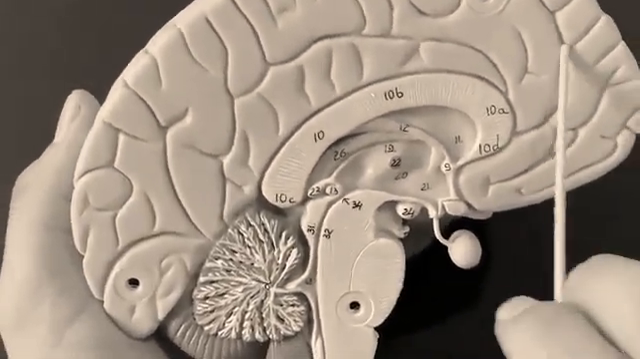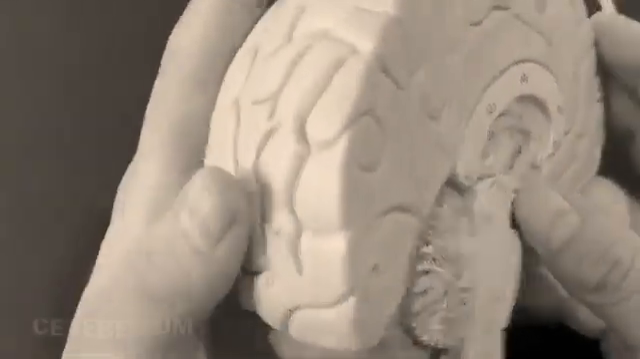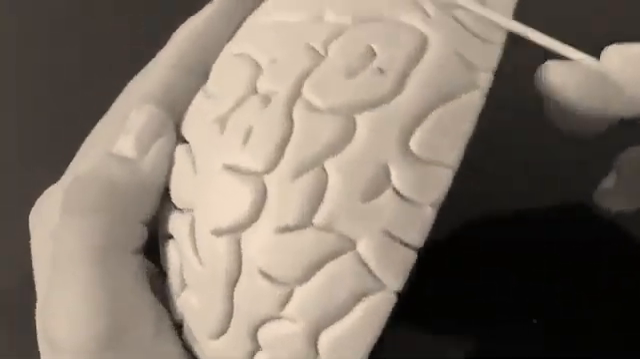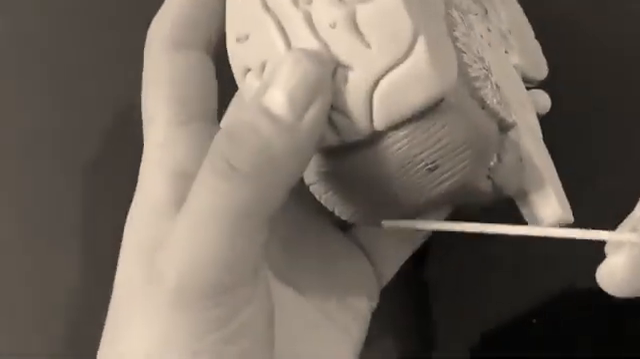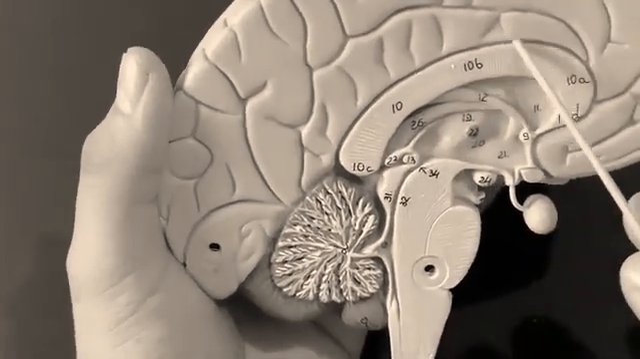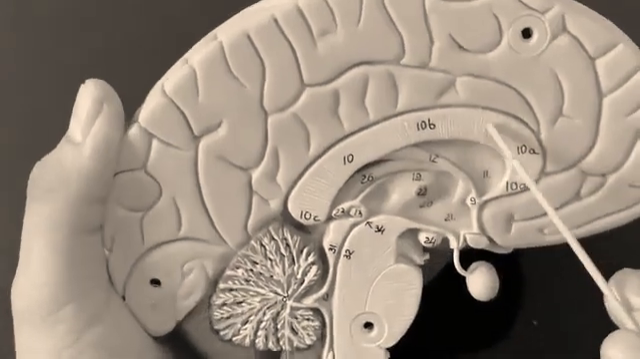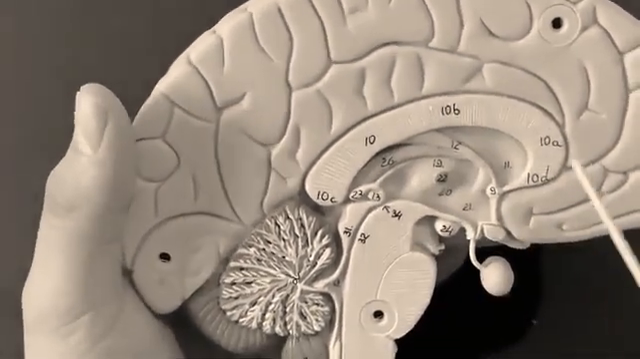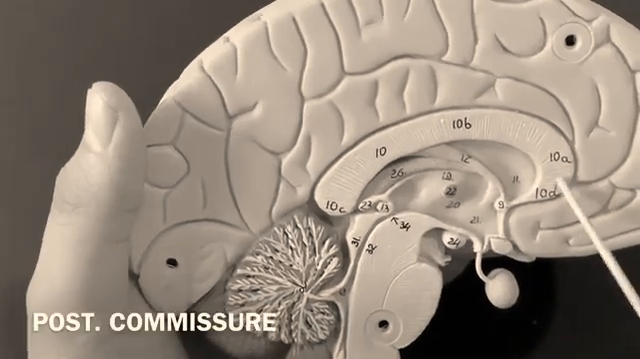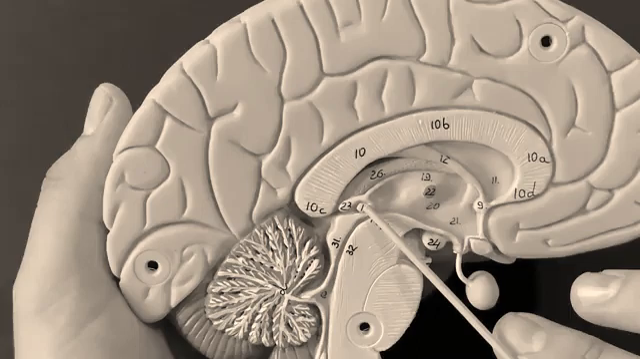First of all, all of this, that's called your cerebrum. And this right here, that's your cerebellum. So cerebrum and cerebellum. All right, so this right here, that's called the corpus callosum. All of this, that's the corpus callosum. This is the anterior commissure, and that's the posterior commissure. So corpus callosum, anterior commissure, posterior commissure.